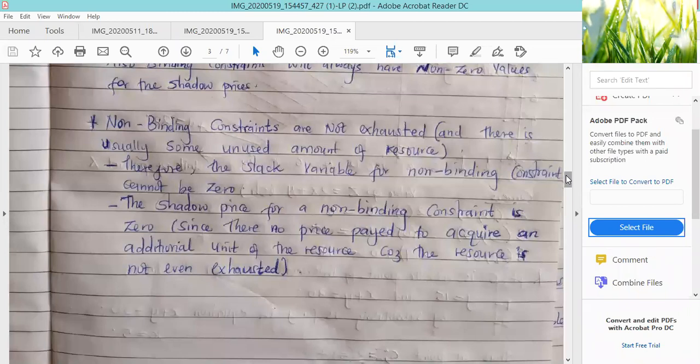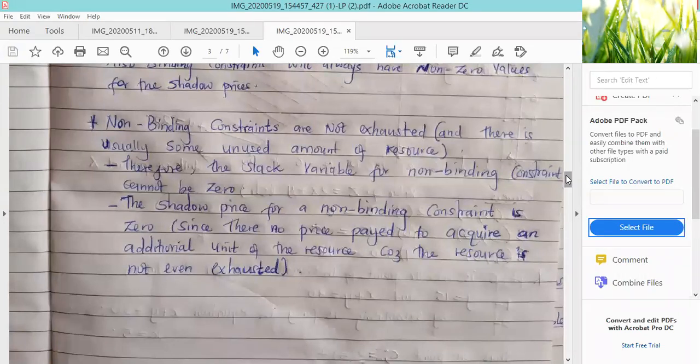Now, a binding constraint will not have a slack variable. Its value will always be equivalent to zero. I repeat, a binding constraint is a constraint which is fully exhausted at the optimal point. It will always have a slack variable of zero. For a non-binding constraint, where we are saying there's a balance, it has not been exhausted at the optimal point, the slack variable will always exist and it can never be equivalent to zero.